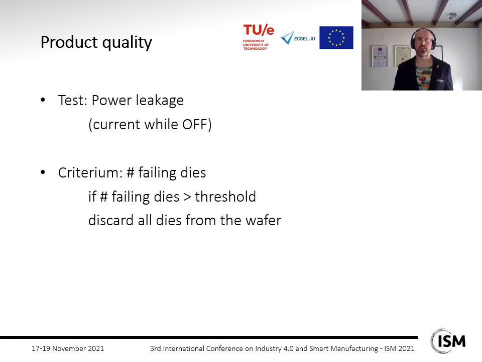Power leakage means that we want to see how much current is going through the system while it's in an off state. And of course, in an electronic component, you want to have zero current going through a system if it's off. And then the criterion for the product quality is how many of those dies on the wafer fail this test. And if the number of dies that fail the test is too large, is above a certain threshold, then we discard all the dies from that wafer. So the entire batch of dies is rejected. Even those dies that do pass the test are rejected because they are deemed too unreliable if too many of their siblings fail that test.